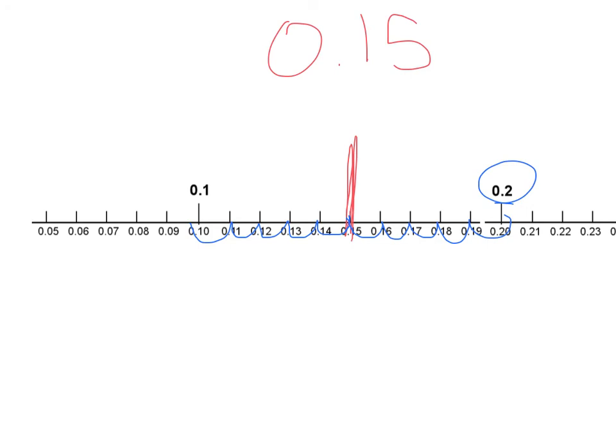So if you can't think, okay, I'm not sure which one it's closer to, write out a number line for yourself. There's a lot of things in math that if you're struggling with it and if you would just make a number line, it would be much clearer for you.